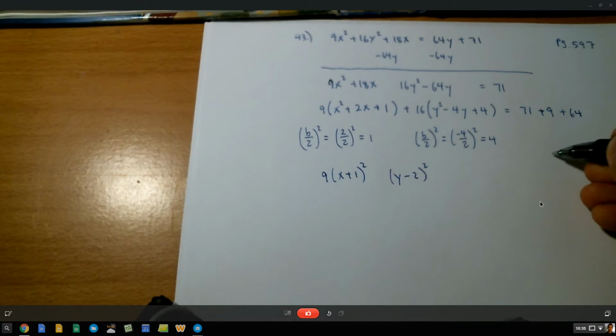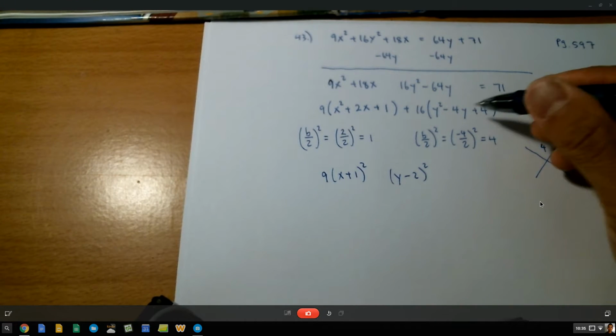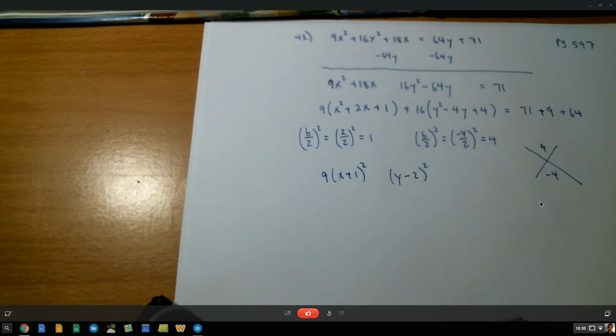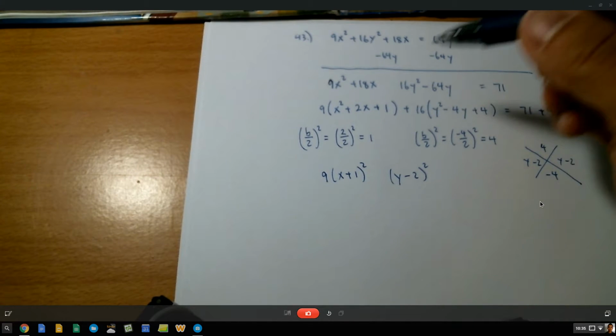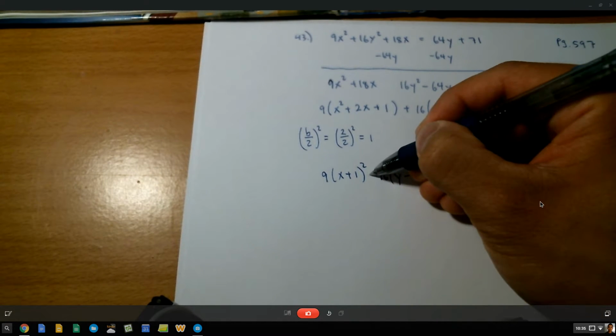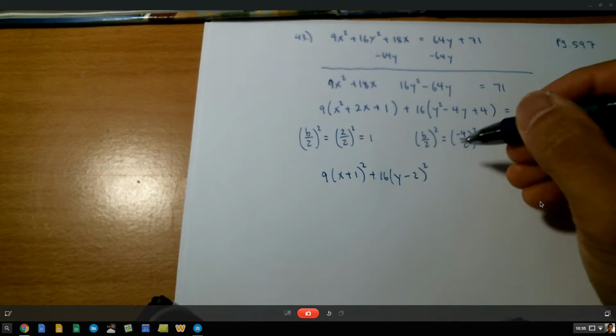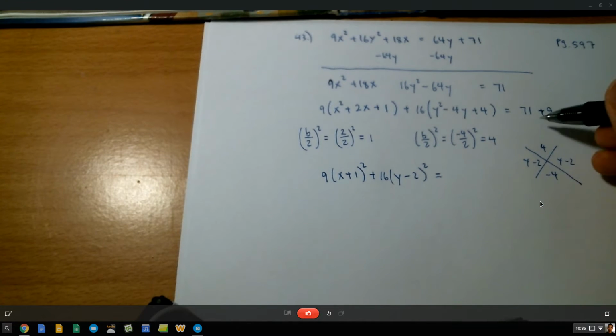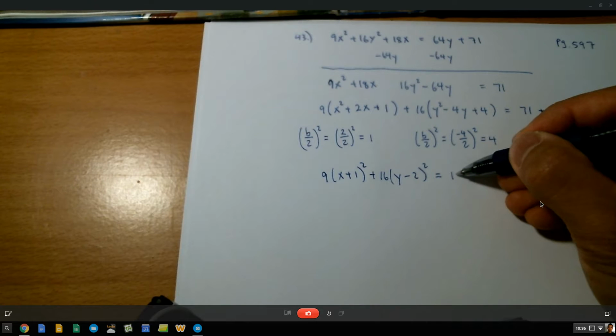If you're not sure how to do that, you can always do the x method. 4 and negative 4. What two numbers multiply to give you 4 and add to give you negative 4? Negative 2 and negative 2. And you put y there. So y minus 2, that's how you get y minus 2 squared. But there's a 16 on the outside, so you have to include the 16 as well. And it's being added. And that is equal to, if you do the math here, you're going to get 144.